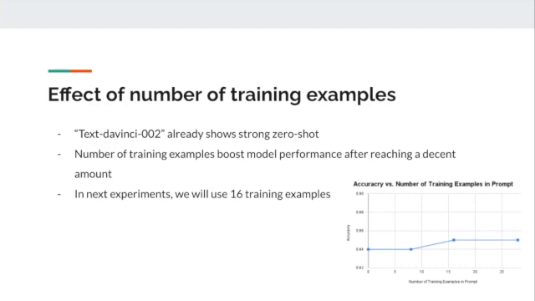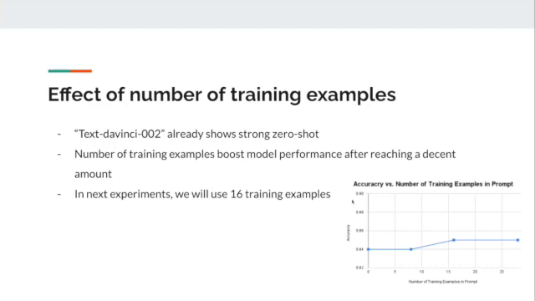Providing a few training examples in the prompt doesn't help to improve the model performance. Second, only after the number of training examples reaches a decent amount do they start to boost the model's performance. However, this boost does not increase as the number of training examples increases. Therefore, in the next experiments, the number of training examples in the prompt is set as 16 unless specified otherwise.